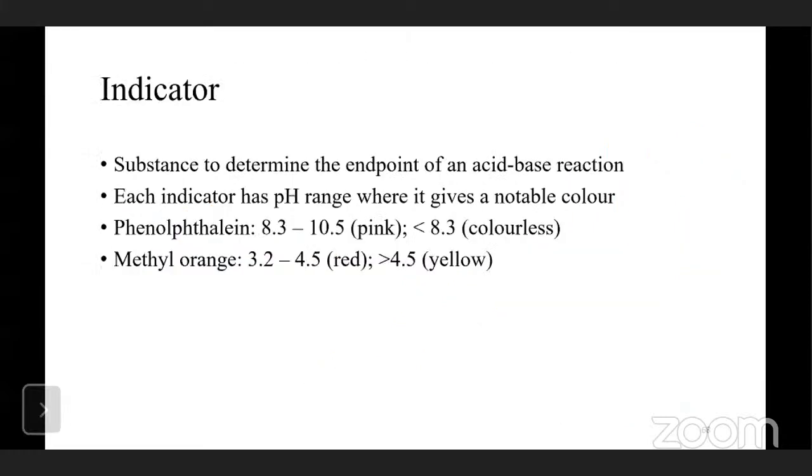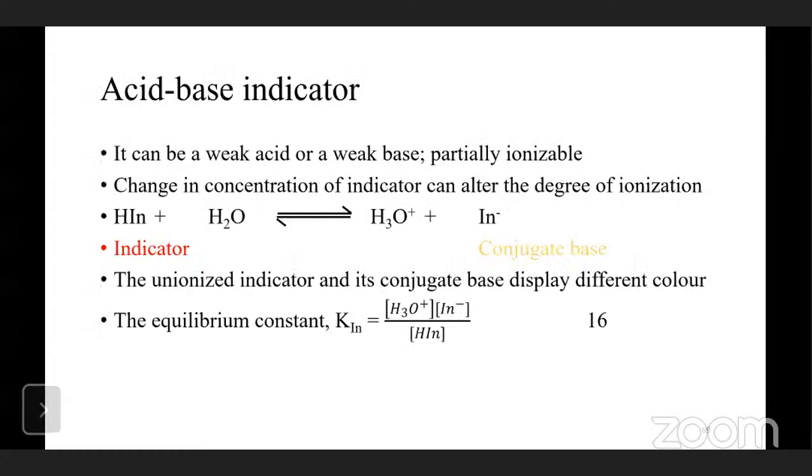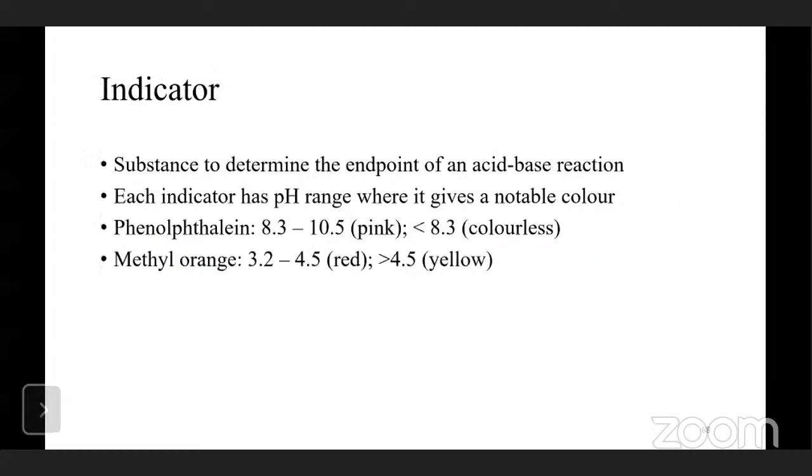So let's move into this concept precisely. What is an indicator? An indicator is a substance that is used to determine the endpoint of an acid-base reaction. So we introduce an indicator basically to be able to observe the endpoint of our acid-base reaction. The indicator may be a form of dye, and it has some pH range.